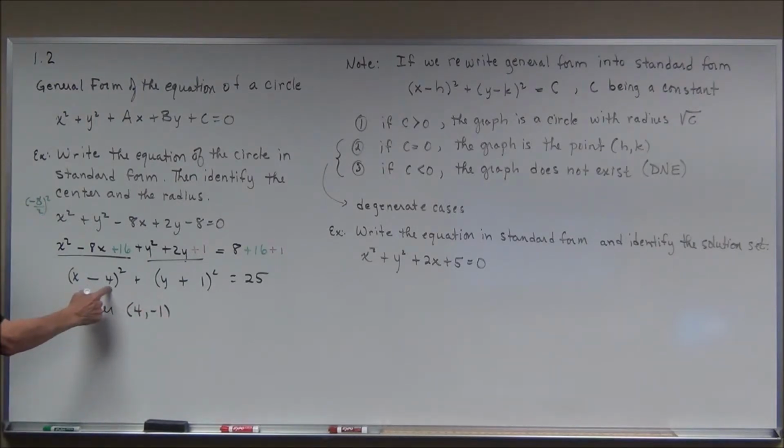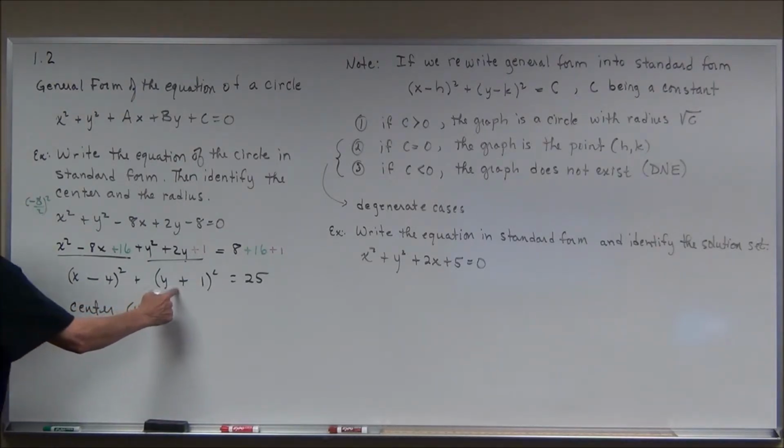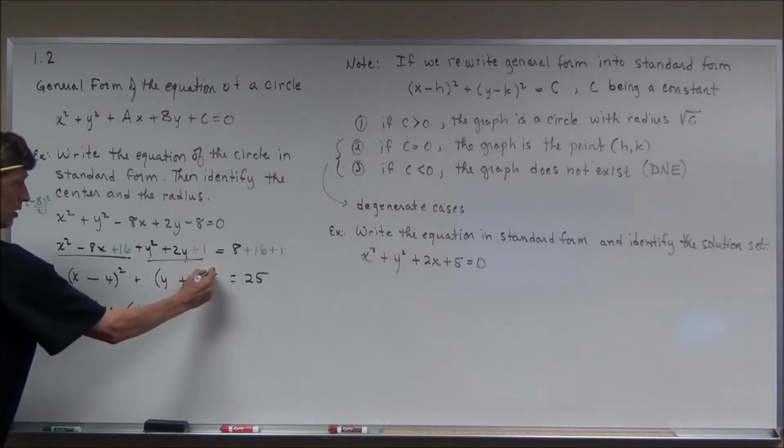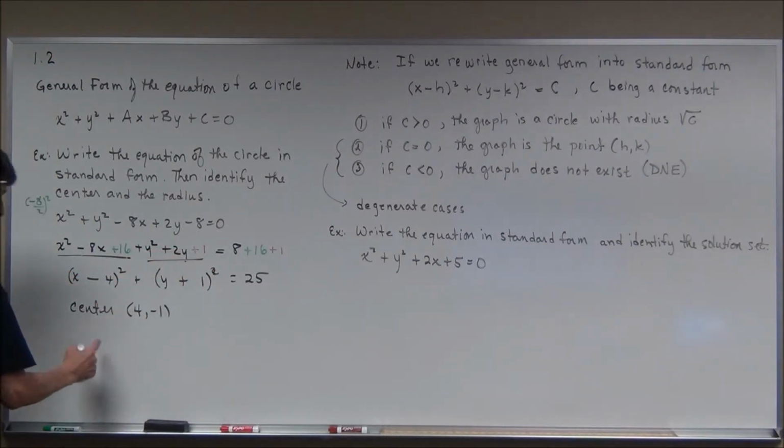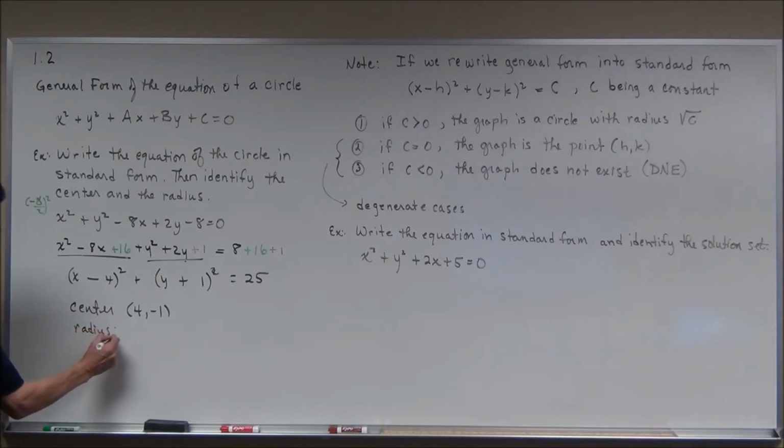Remember, x minus h, quantity squared, plus y minus k, quantity squared, and equals r squared. So there's my center, and my radius has length 5.